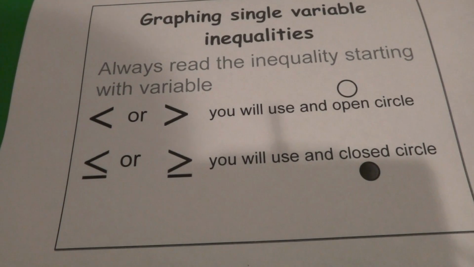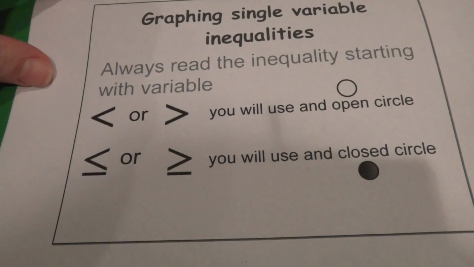Also, if you have a less than or a greater than sign, you will use an open circle in your graph. And if you have a less than or equal to or a greater than or equal to symbol, you will use a closed circle in the graph. Let's look at 3 examples to illustrate these rules.